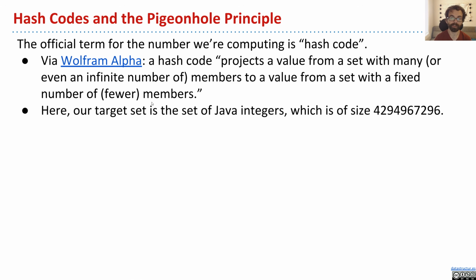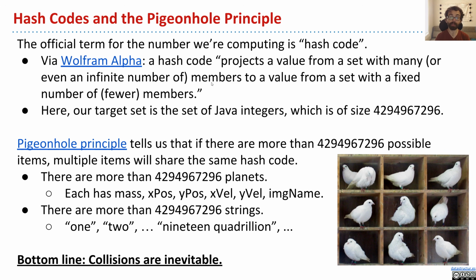So with these hashcodes, we're just guaranteed to have collisions because of something known as the Pigeonhole Principle. The Pigeonhole Principle says that if there are more than 4.3 billion possible items, well then multiple items need to share the same hash code because there's only that many different values in our target set. And it's inspired by this picture here of a bunch of pigeons in boxes. So here there are 9 boxes and 10 pigeons, and no matter how you arrange the pigeons, it's guaranteed that at least one box is going to contain more than one pigeon.